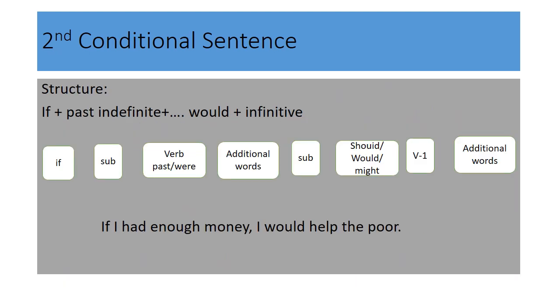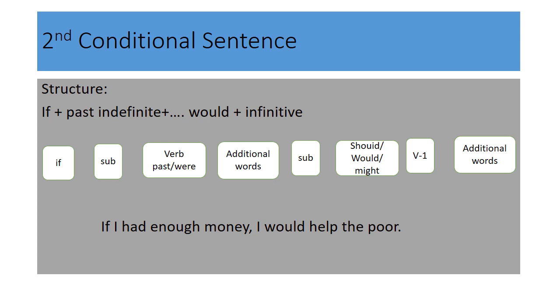Now the structure of second conditional sentence. The structure of second conditional sentence is as follows. If plus past indefinite or simple past, plus additional words here. Then would plus infinitive or the main form of verb. If I elaborate the structure, then it will look like this chart on the screen.